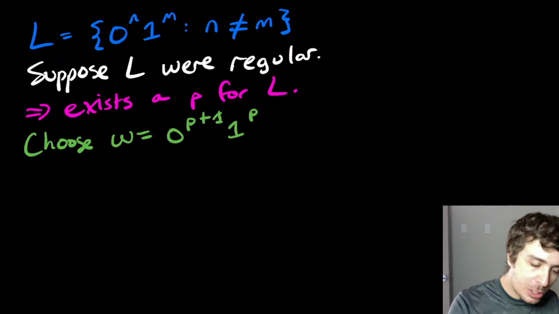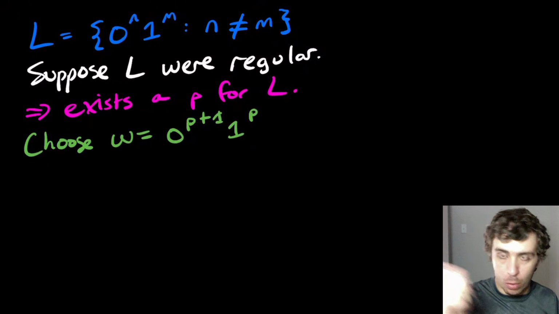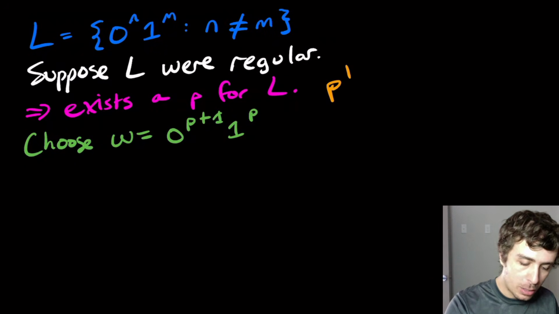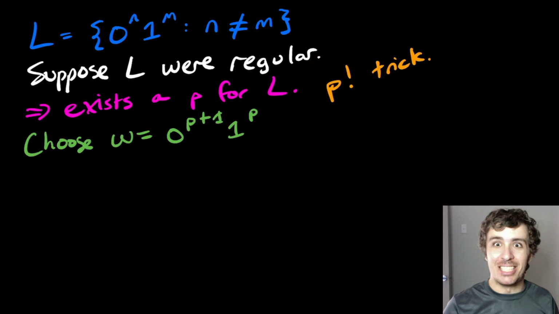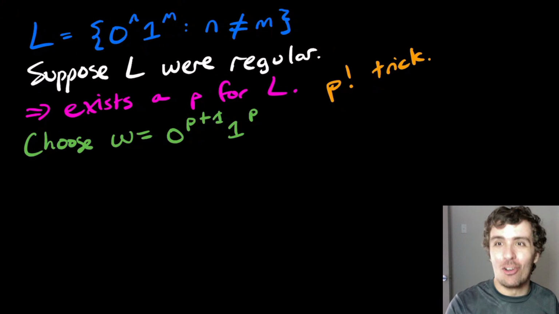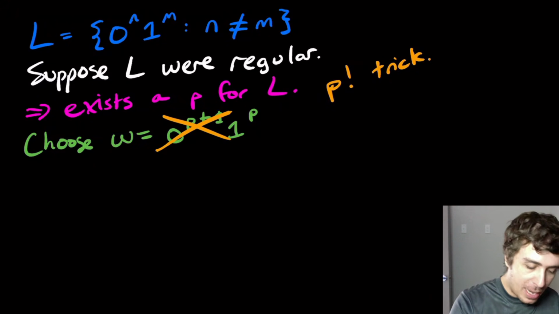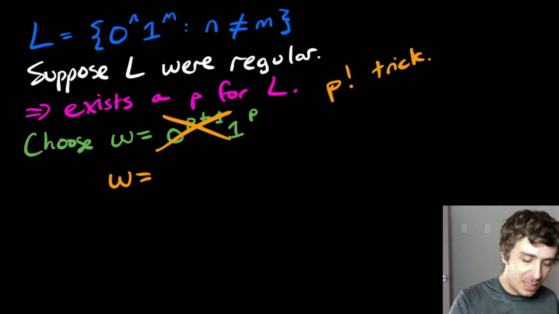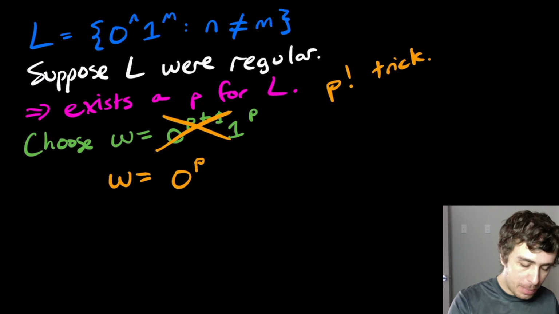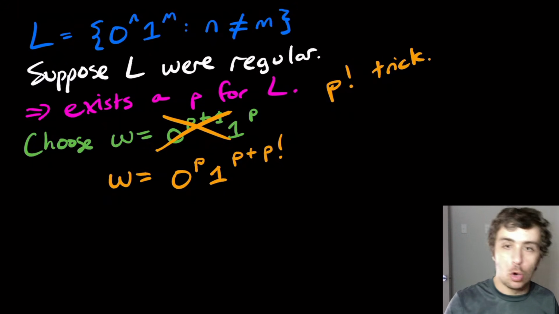So we're going to use something that I've done on the channel, and you could search for it, but I'm going to show you it again here, called the p factorial trick. It's very tricky. And I did it in orange because of Halloween, obviously. But this string will not help us. Instead, let's pick this string: 0 to the p, 1 to the p plus p factorial.